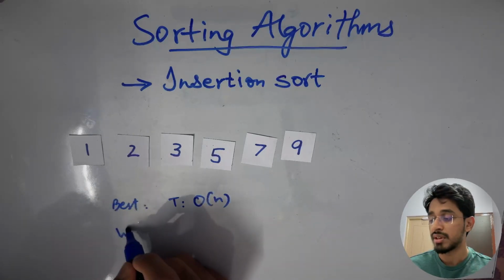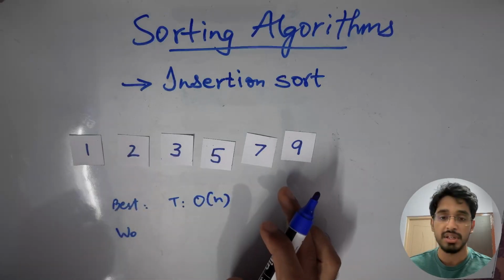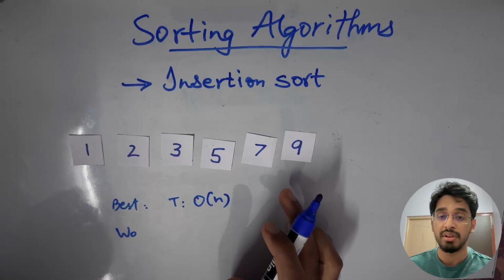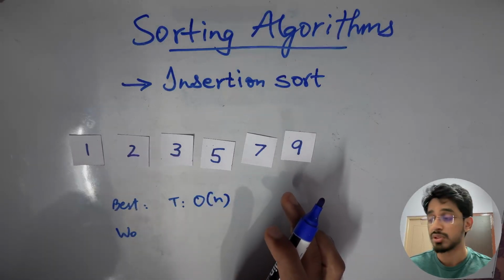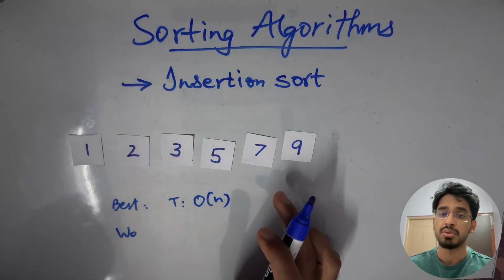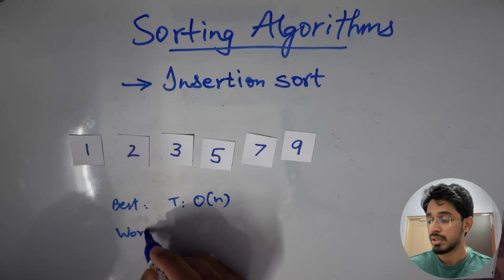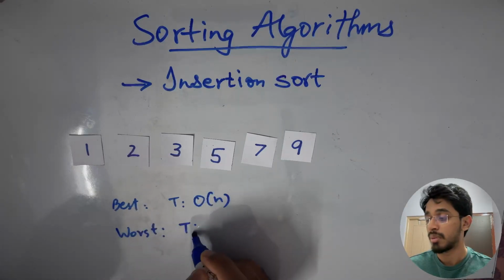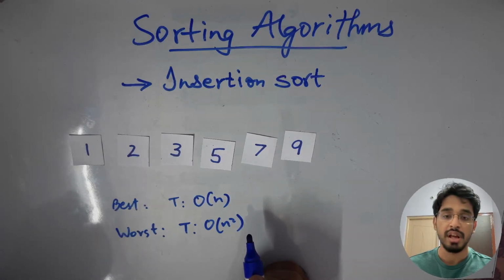And the worst case is if all the elements are unsorted, basically if we have all the numbers in reverse order. That time it will be the worst. We'll have a time complexity of O of n square because we need to insert every single element at its right index. This algorithm is also not efficient, but at least it's better than bubble sort. So the worst case is going to be a time complexity of O of n square. This is how the insertion sort algorithm works.